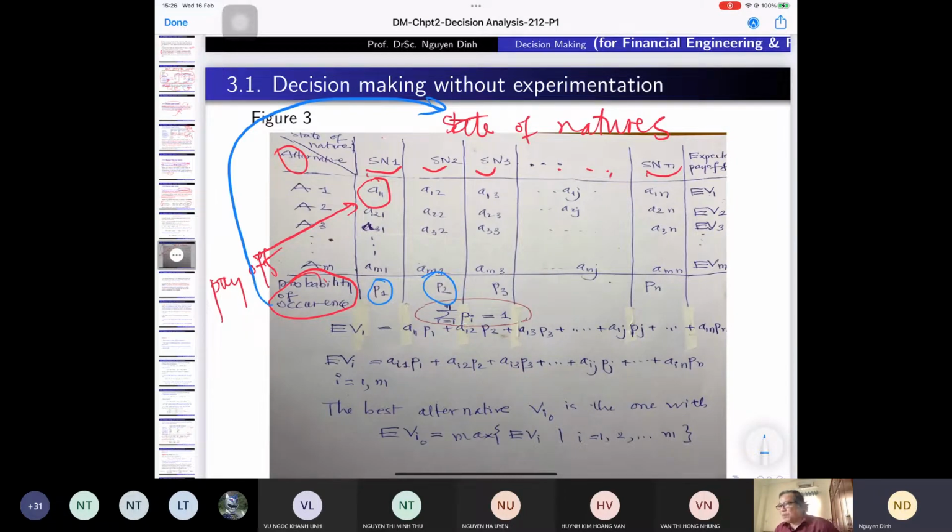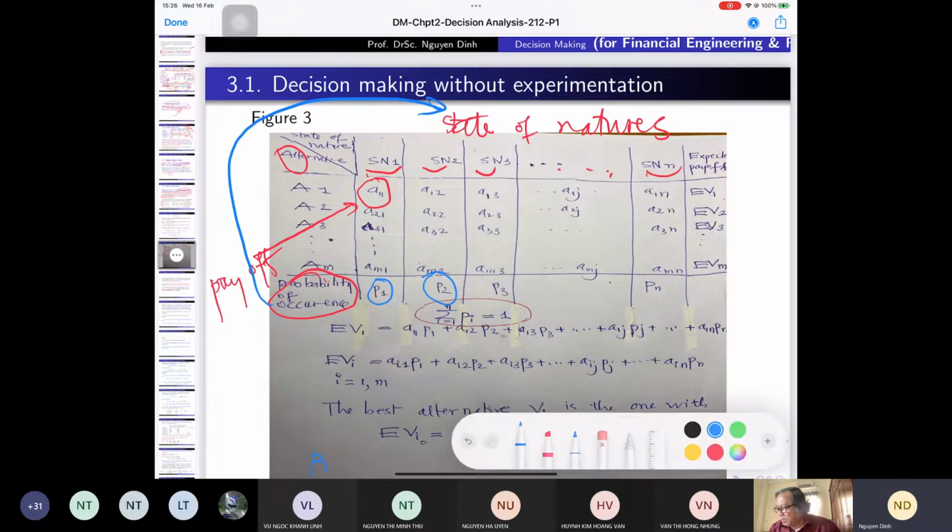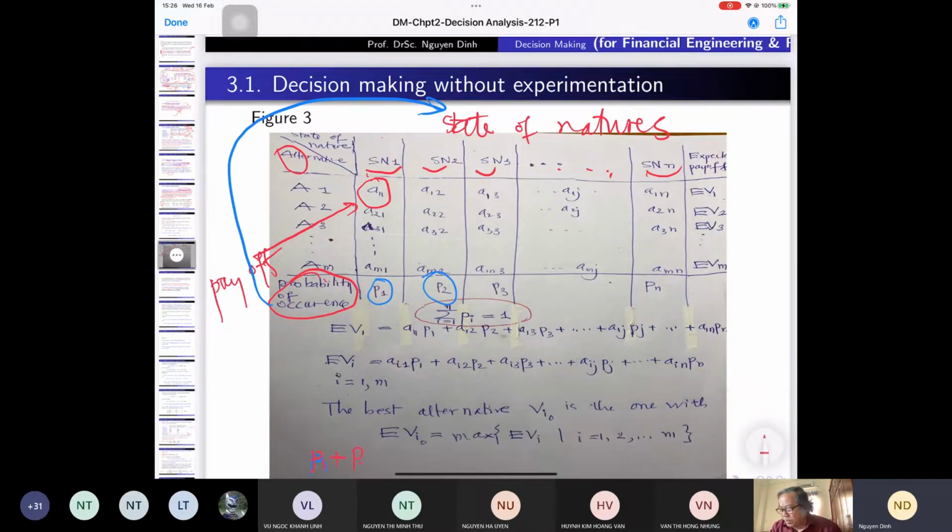So you must have something like P1, let me write it down in red so it's easy to see. P1 plus P2 plus P3 plus Pn is 1. 1 means 100%. So it will be like this.